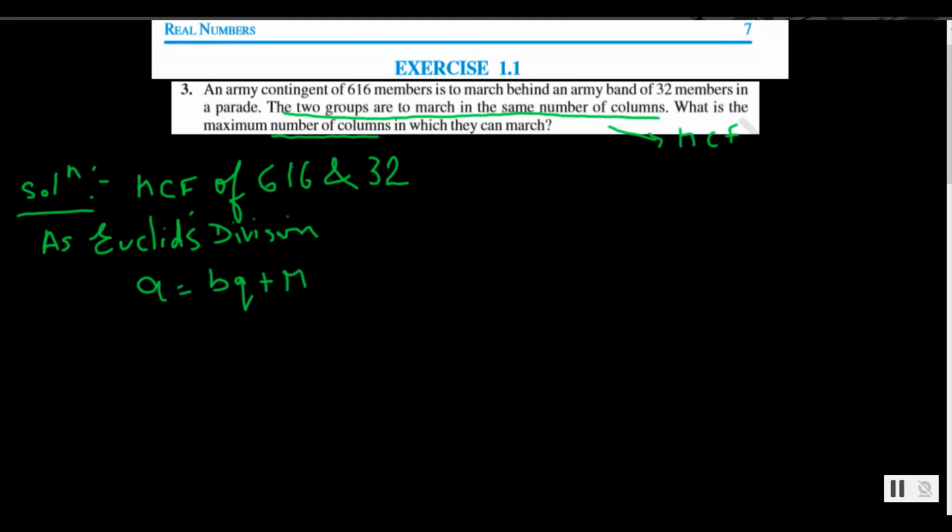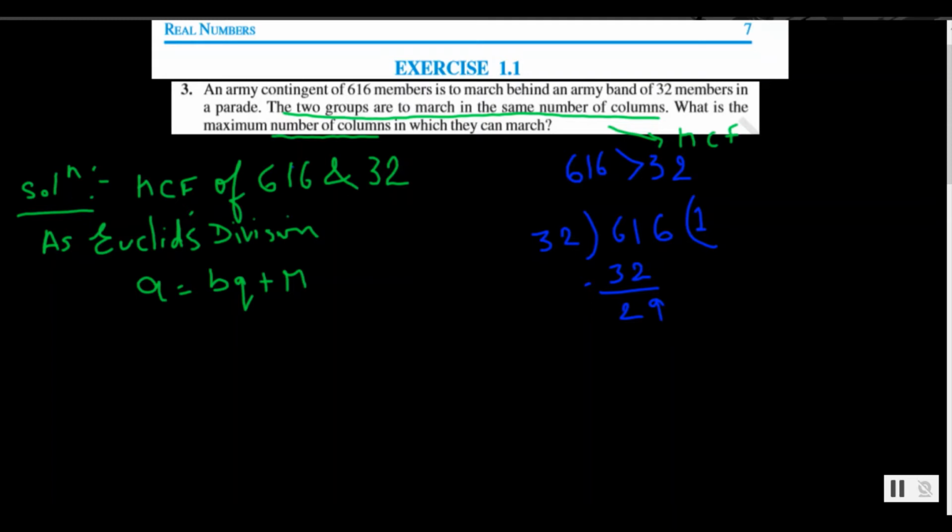Okay, and now let us do the division. For dividing, we will see that which number is greater. So clearly we can see that 616 is greater than 32. So 616 will become the dividend and 32 will become the divisor. Now for 61, 32 one time is 32 and this will give us remainder as 29.